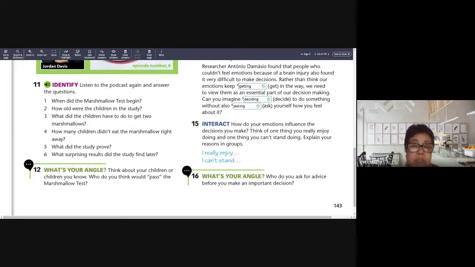Or let's put a verb there. I really enjoy looking at good pictures. Okay. Now, what about you guys? What do you enjoy doing?